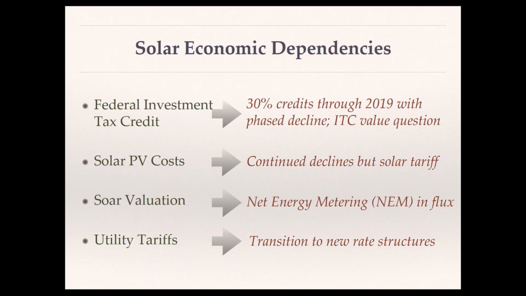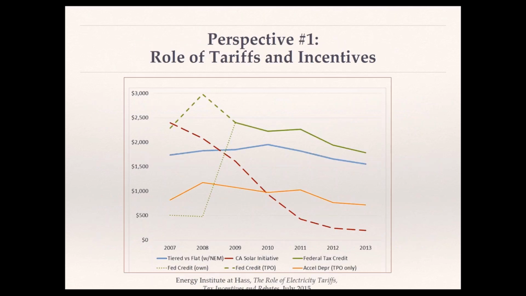So these factors play into the solar financing fairly significantly. To put these dependencies in perspective, I want to make a couple of points. First, this chart is from research done by the Energy Institute at Haas at UC Berkeley. What this chart shows, with the blue line, is the relative significance of the NEM incentives and their role in overall solar financing. And basically it's on par with the ITC.